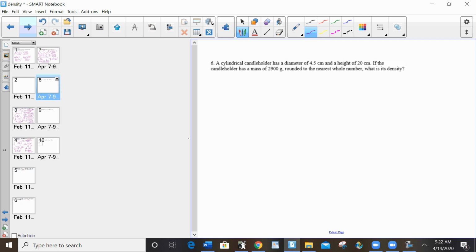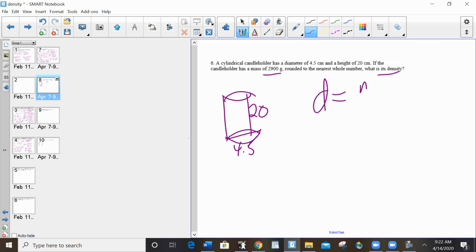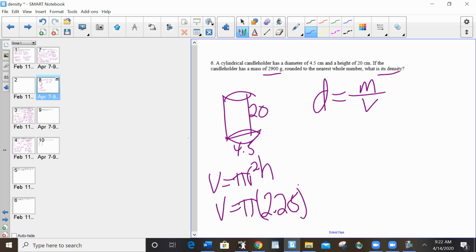A cylindrical candle holder. Let's draw my cylinder. It's a very nice cylinder I drew. It has a diameter of 4.5 centimeters and a height of 20 centimeters. If the candle holder has a mass of 2,900, what's its density? Well, DMV. Density is mass over volume. I'm going to start by finding the volume. Volume of the cylinder from your reference sheets is pi r squared h. Be careful, the radius is half of the diameter, so that'll be 2.25 squared.